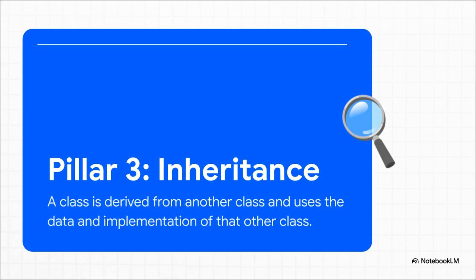Our third pillar is inheritance, and this one is all about being efficient and reusing your work. Let's say you have a general blueprint for a car. Now, if you want to make a sports car, you don't start from scratch. A sports car is still a type of car, so it can inherit all the basic stuff, wheels, an engine, you name it. Then you only have to add the special features, like a turbocharger. It saves so much time and stops you from writing the same code over and over.